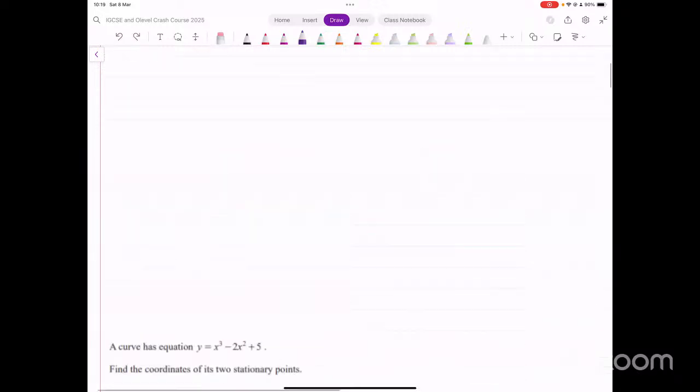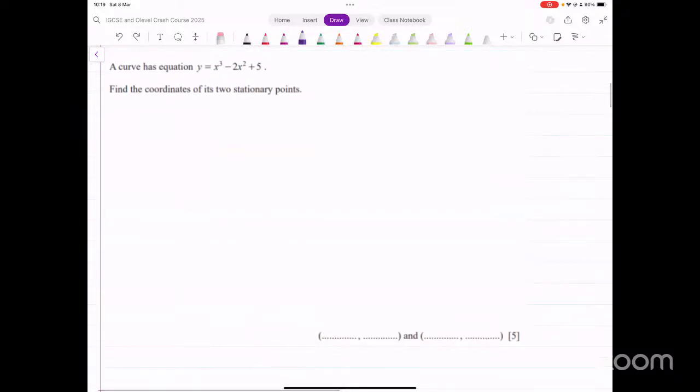Okay, so that was fairly straightforward. Now you have this function, this equation that says y equals x cubed minus 2x squared plus 5. Find the coordinates of its two stationary points. Now, how do you find stationary points? You find the derivative for that equal to 0. Now, what's the derivative of this function going to be?